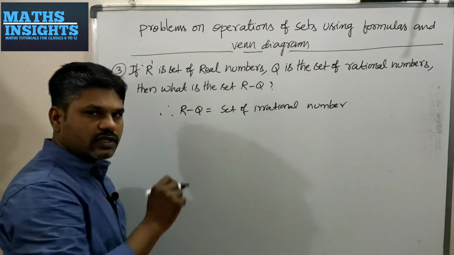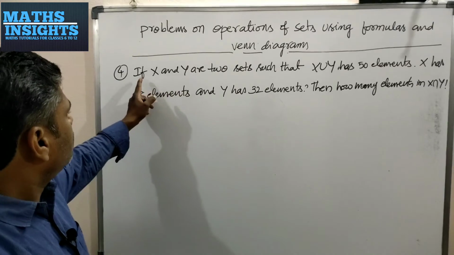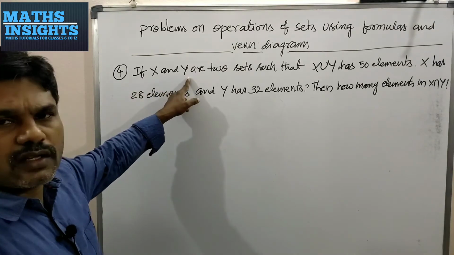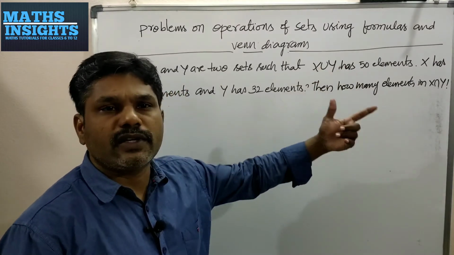I am not enclosing the bracket. Why? Because I am not writing the elements. This is the fourth problem. If X and Y are two sets such that X union Y has 50 elements.